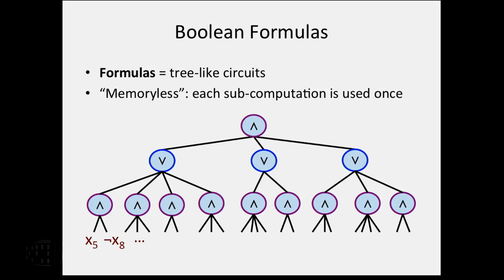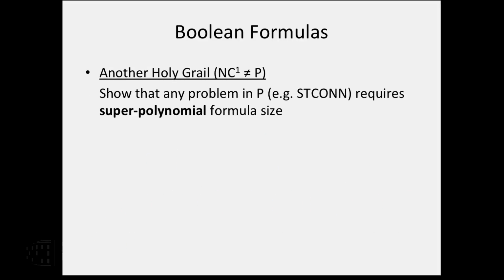One very nice restricted class of circuits is Boolean formulas. A formula is a tree-like circuit, so a circuit with the structure of a tree. In other words, every gate has fan-out 1. And intuitively, formulas are a weaker model of computation in that they're memoryless. The result of each subcomputation is used only once. We believe formulas are weaker than circuits, but this is, in fact, an open problem. And this is another holy grail in circuit complexity. This would be equivalent to separating complexity classes NC1 from P.